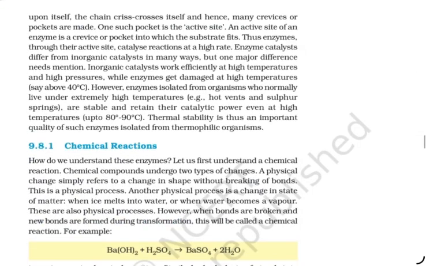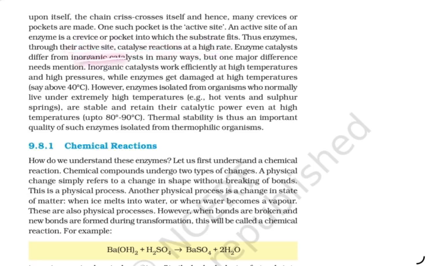When you look at the tertiary structure, the chain crisscrosses itself, hence many crevices or pockets are made. One such pocket is the active site. An active site of an enzyme is a crevice or pocket into which the substrate fits. Thus, enzymes with active sites catalyze reactions at a higher rate.